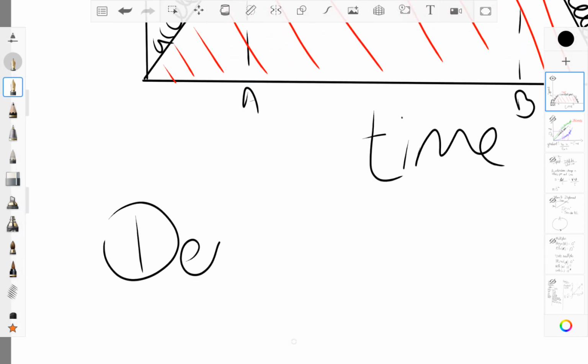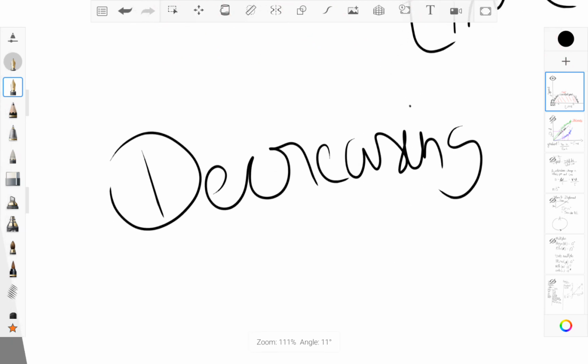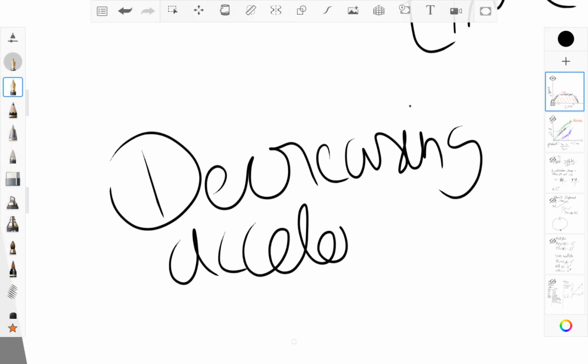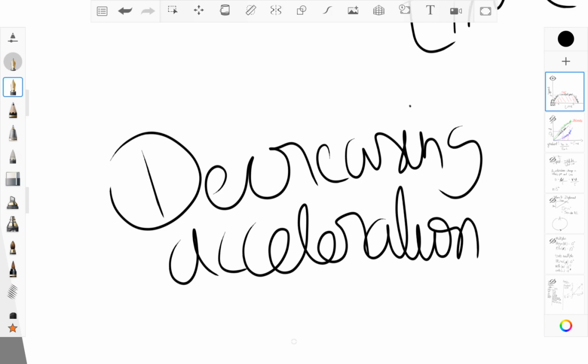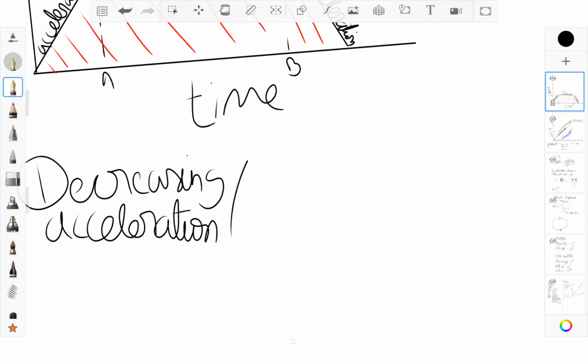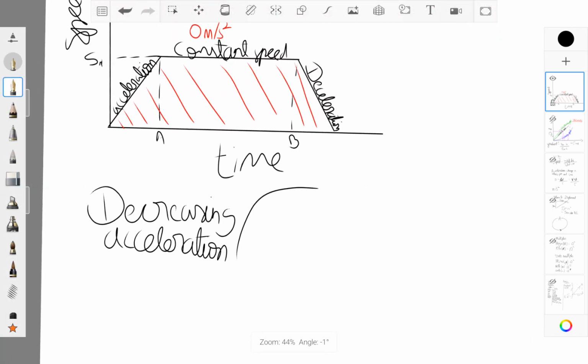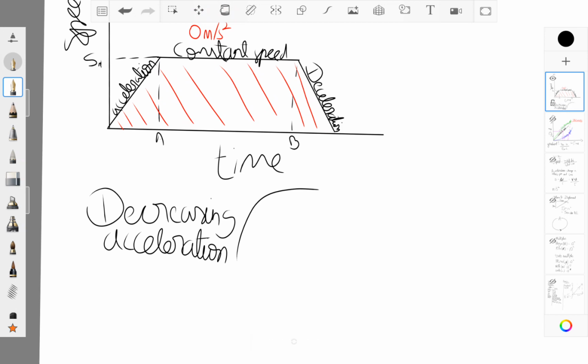Decreasing acceleration, which was a curve similar to this. When we say that a body is experiencing decreasing acceleration, the speed of the body is still increasing per unit time. It's just that the rate at which the speed is increasing reduces.